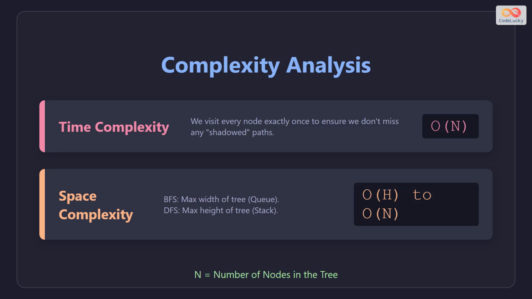Finally, let's analyze the efficiency. For time complexity, it is big O of n because we must visit every node at least once to ensure we don't miss any deep nodes on the left side. For space complexity, it depends on the tree shape. For BFS, it is proportional to the maximum width of the tree. For DFS, it is proportional to the height of the tree.